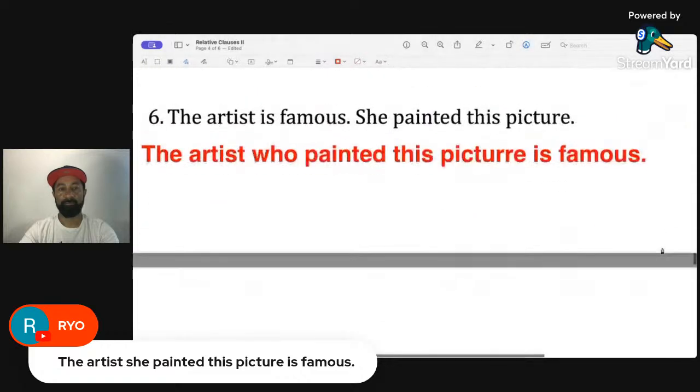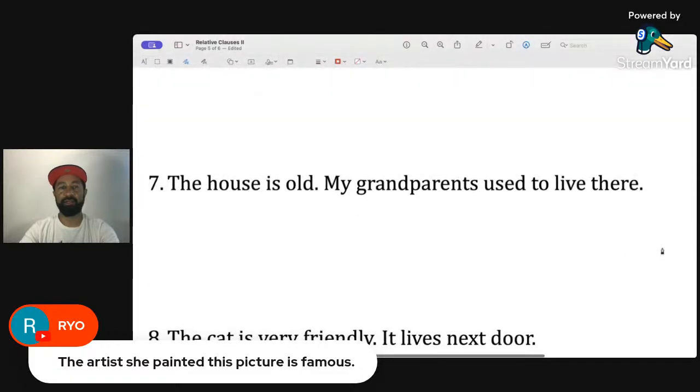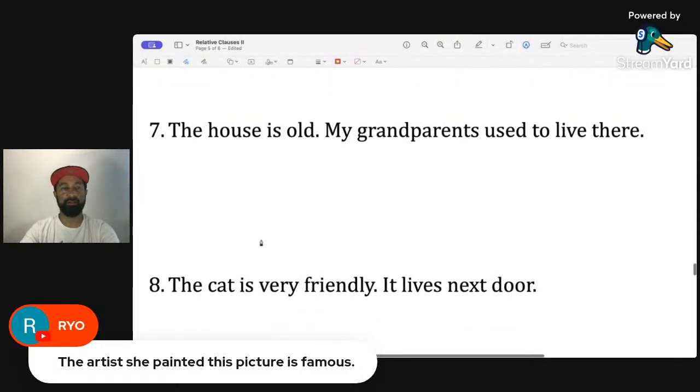All right, let's look at number 7. The house is old. My grandparents used to live there.